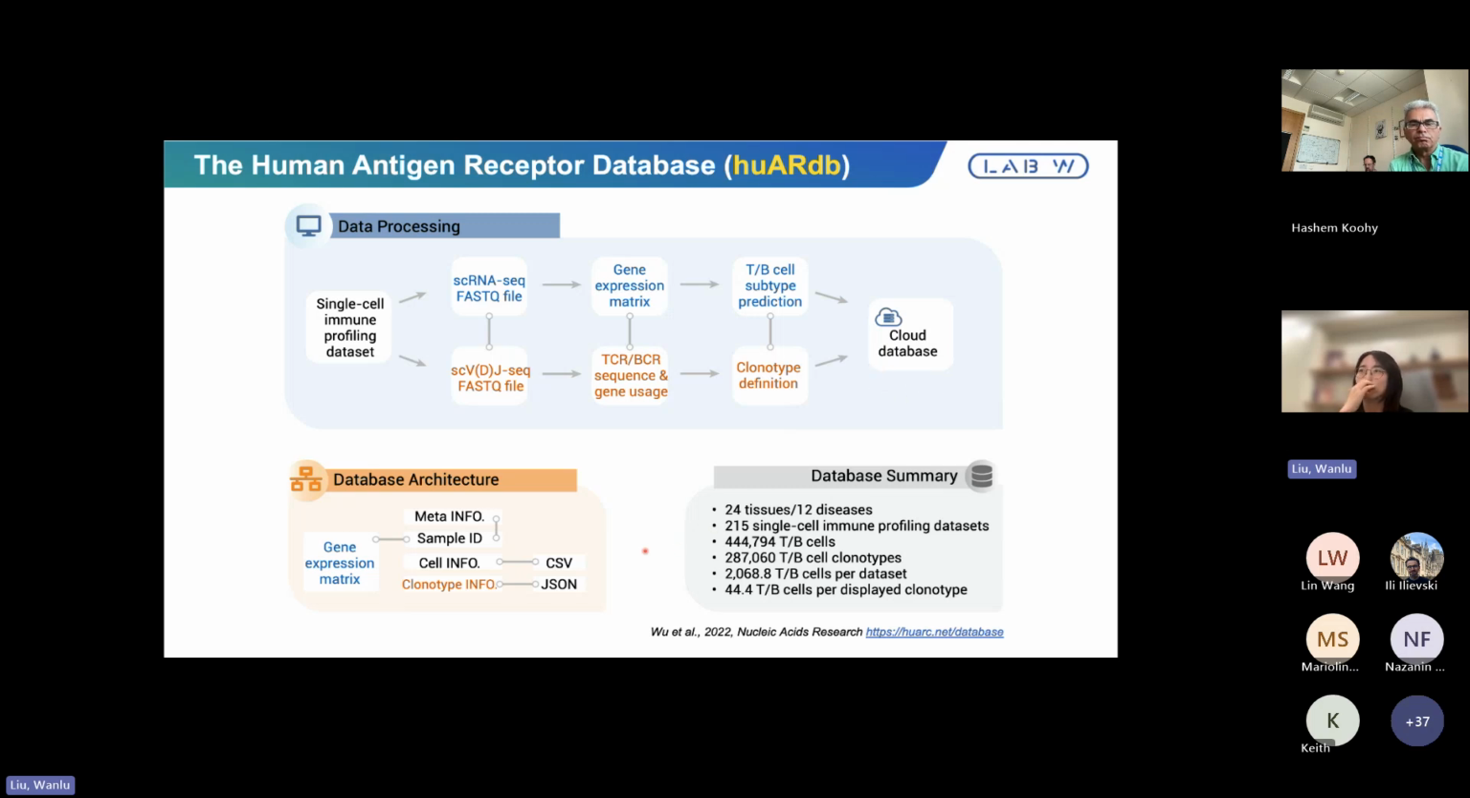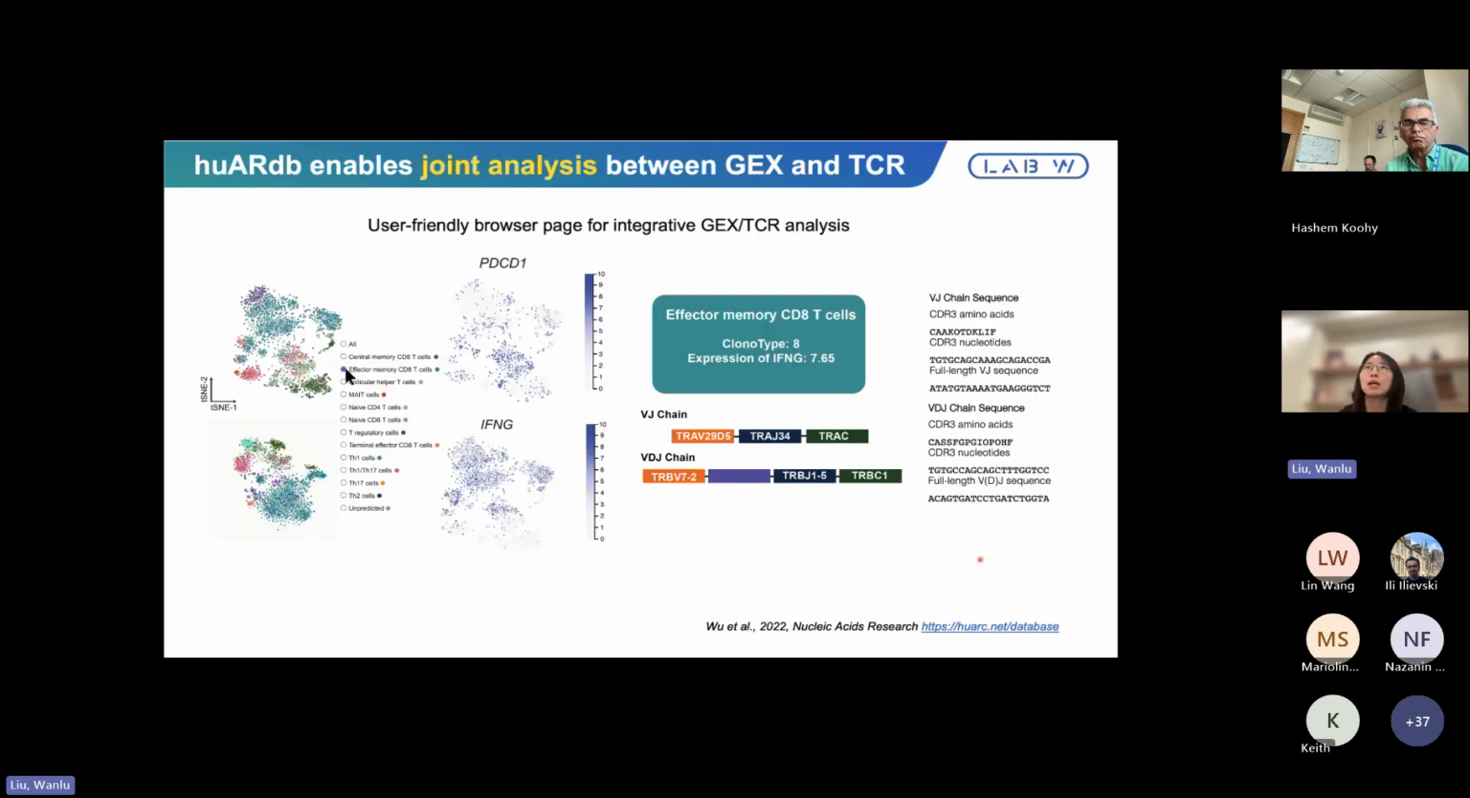So in the first version of our database, in total, we collected about 400,000 T cells, and among them, I would say 90% are T cell information. This is an online, web-based database. What the user can do is look into each individual dataset and check the gene expression or the cell subtypes that you're interested in.